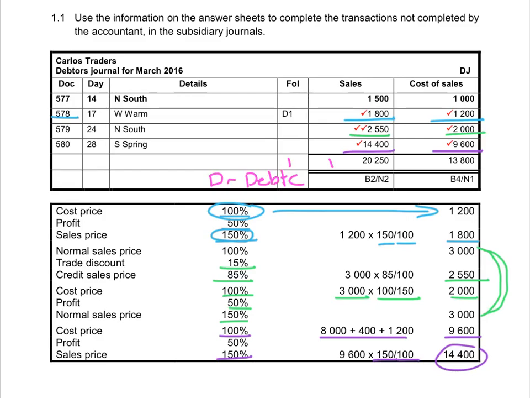The sales will be credited because we are receiving money, that is an income for the business that will increase the profits. Cost of sales, we will also have to complete a double entry. We will debit cost of sales to indicate the expense for cost of sales increases on the debit side, and we will credit inventory to reduce the amount of inventory because we sold some of the inventory.